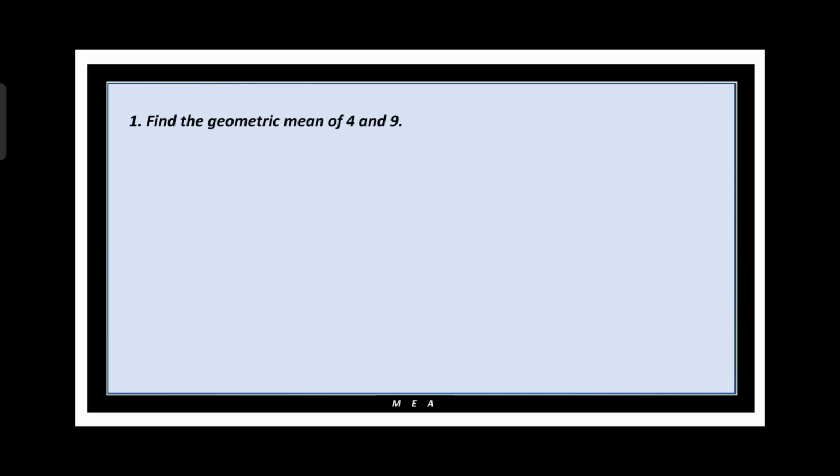Okay, so let us have some examples to understand it more. Find the geometric mean of 4 and 9. So, ang given natin dito will be a sub 1 equal to 4, and a sub 3 equal to 9. So, they are the extremes sa problem number 1. We are being asked here to find a sub 2, which is our geometric mean.